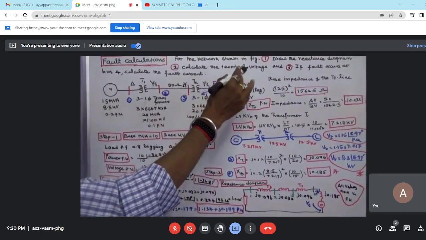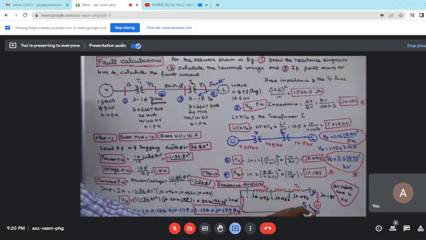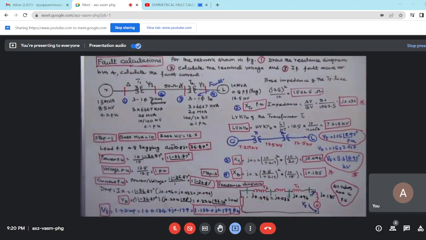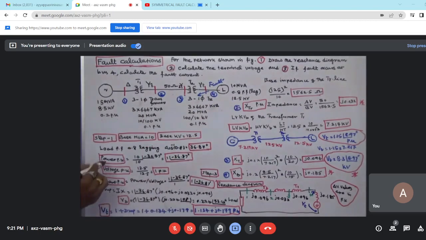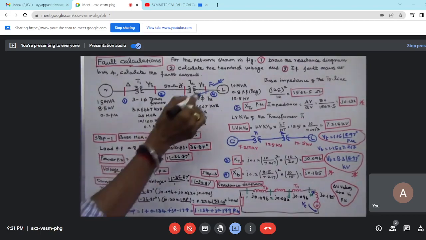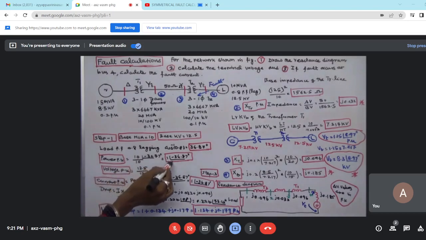The second question is calculate the terminal voltage. That is the voltage appearing across these two terminals. Load power factor is given 0.8 lagging. Cos inverse of 0.8 is equal to 36.87 degrees. Per unit power is equal to actual power, 10 angle minus 36.87 degrees, divided by base MVA, that is 10, that is equal to 1 angle minus 36.87 degrees.